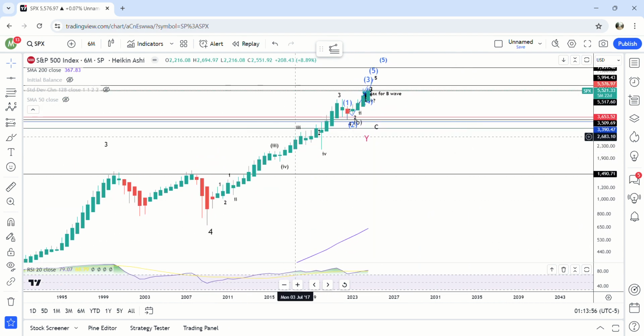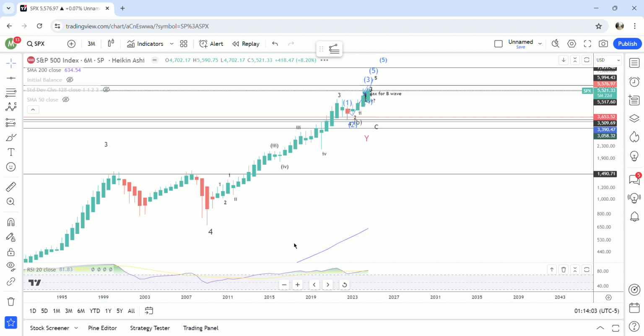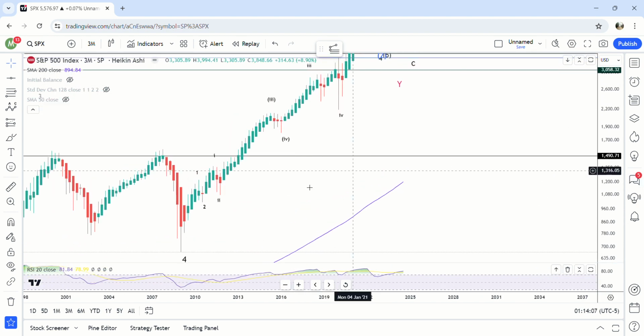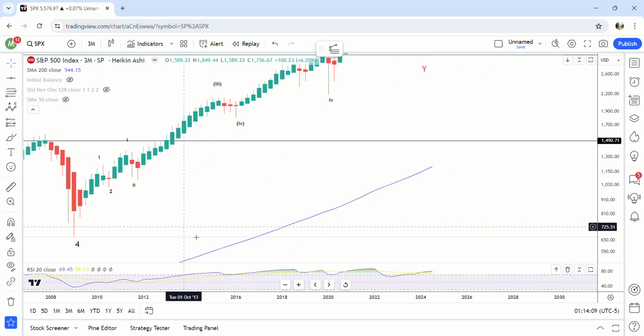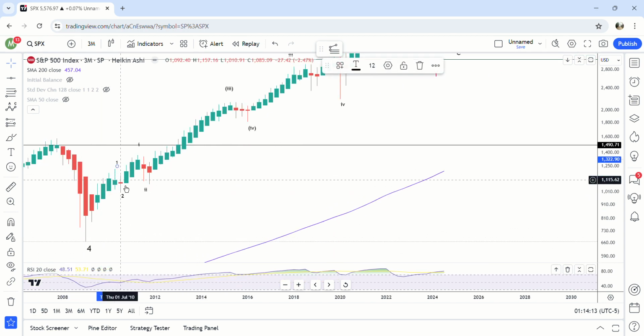But I can't see the smaller waves, so what do I do? I go down to the 3-month time frame. Now I can see this move higher. We get a red candle right here. This has got to be the second wave.